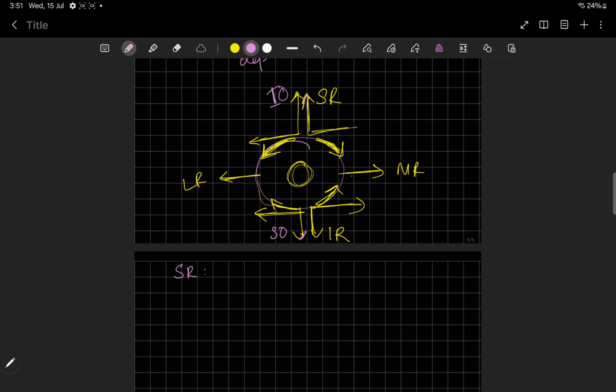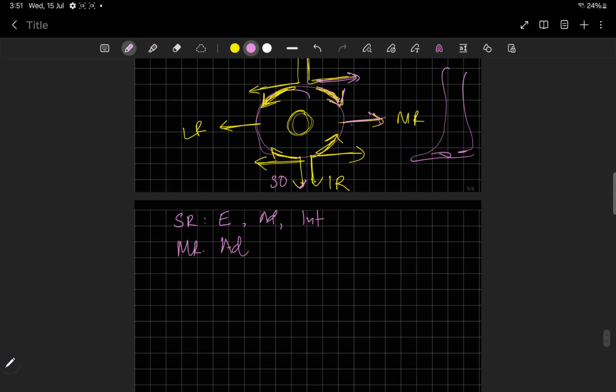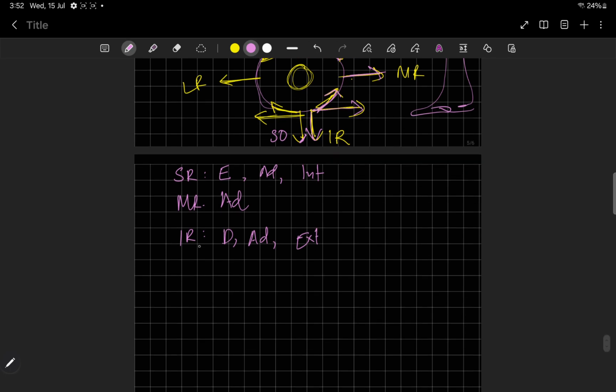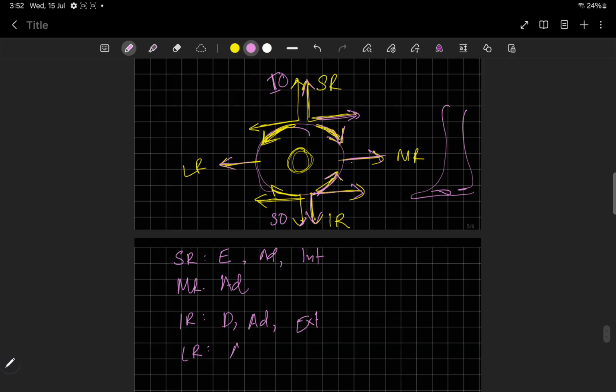So superior rectus, above, so elevation, this is the nose, so towards the nose, so adduction, and the arrow is clockwise, intorsion. Medial rectus, only one action, that is adduction. Inferior rectus, downward arrow, so depression, towards the nose, adduction, and anti-clockwise arrow, so extorsion. Lateral rectus, only one direction, that is abduction.